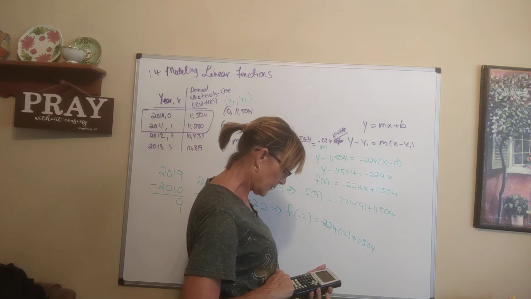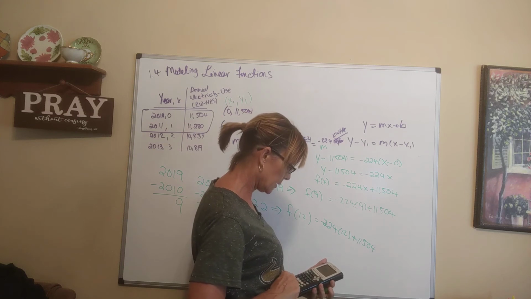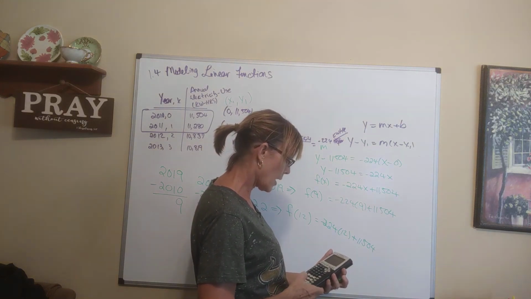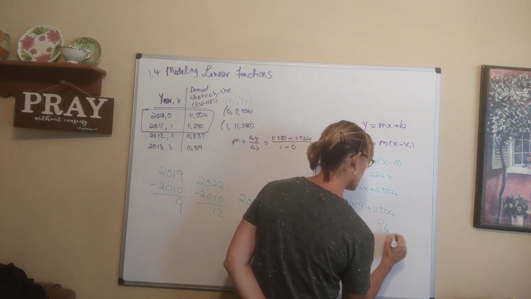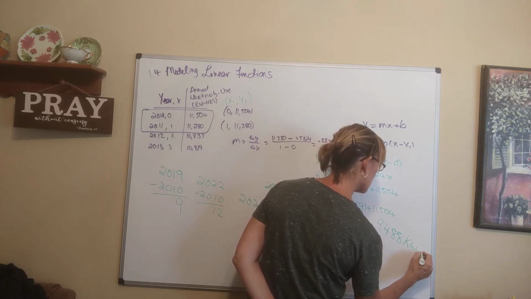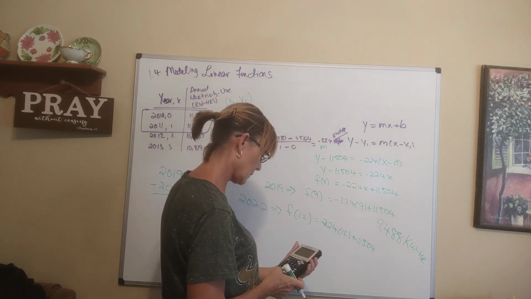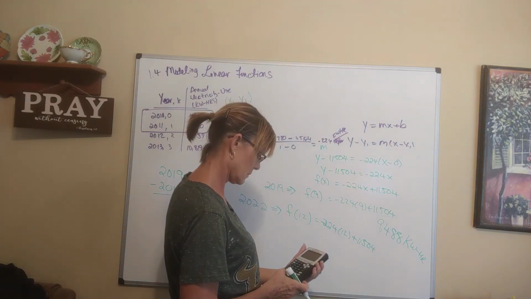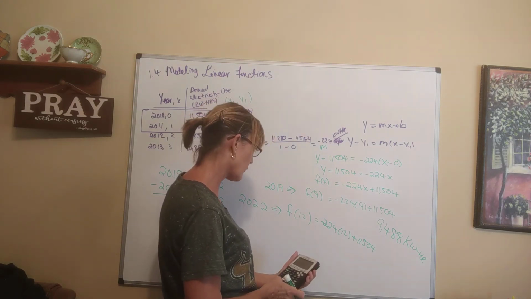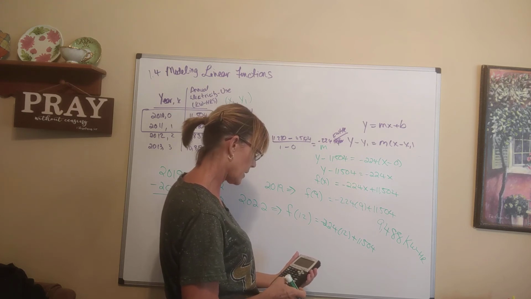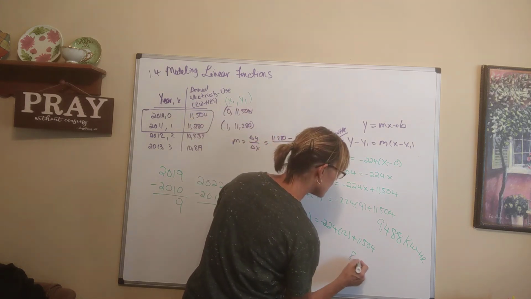Let's see. Negative 224 times 9 plus 11,504. I got 9,488 kilowatt hours. Okay, if this pattern continues, what will it be in 2022? So we'll say negative 224 times 12 plus 11,504. We will have gone down to 8,816.